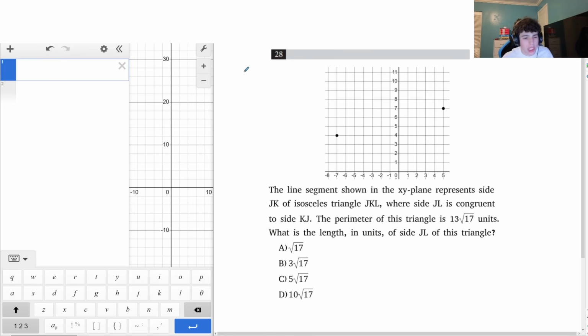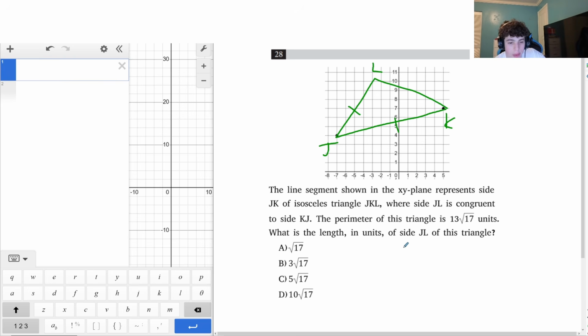Right now, in 28 here, we're given the line segment shown in the XY plane represents side JK of isosceles triangle JKL. So we're given side JK. So let's just draw this. This is side JK, and then there's going to be an L somewhere. It says JL is congruent to KJ. So it looks like, let's just say it looked like this, then this would be our L, right? And it's saying that JL is congruent to KJ. And we're told that the perimeter of the triangle is 13 root 17, and we want to find the length of JL in the triangle.